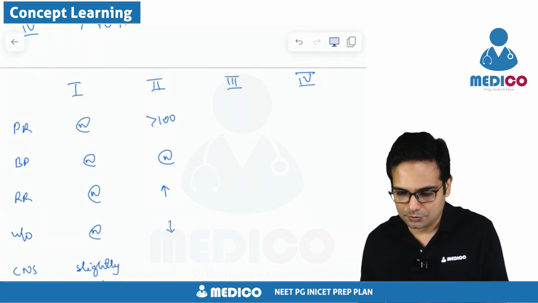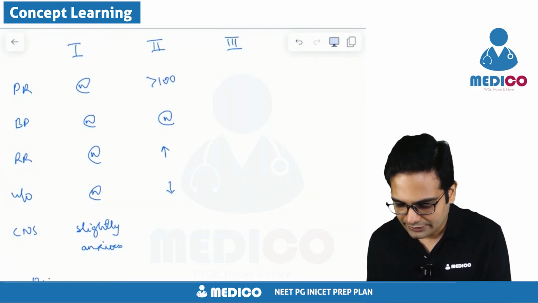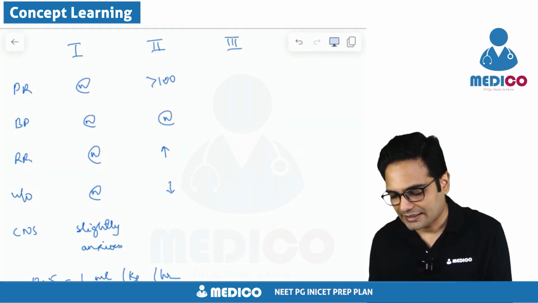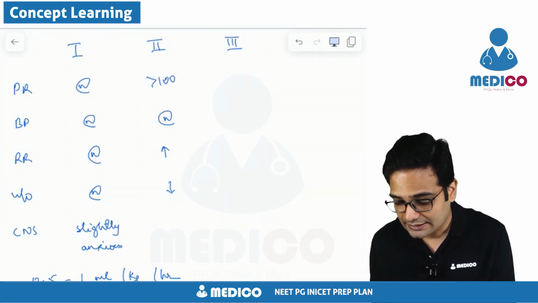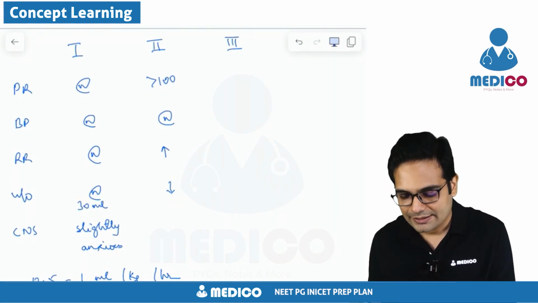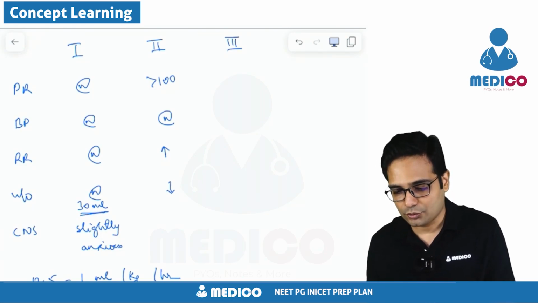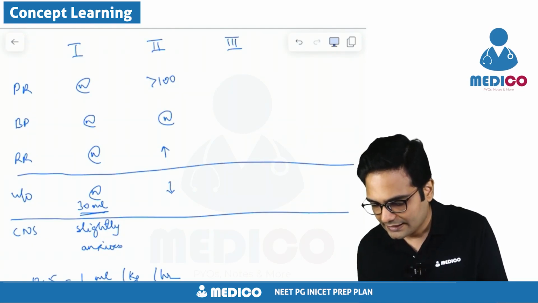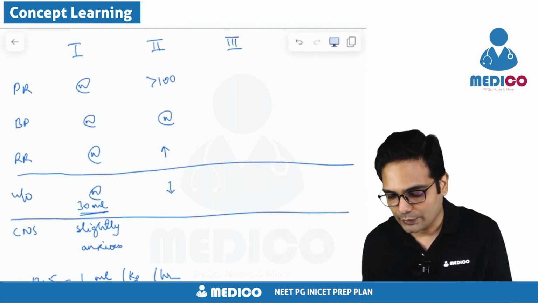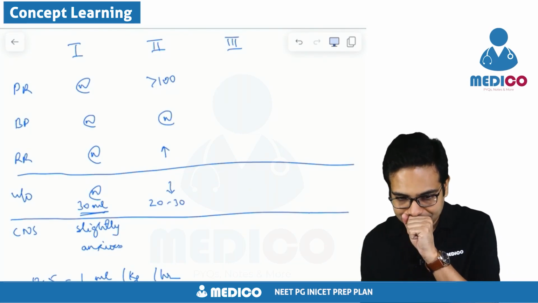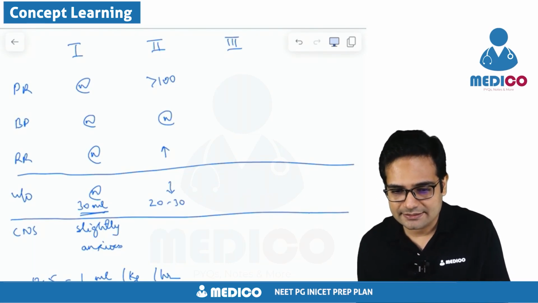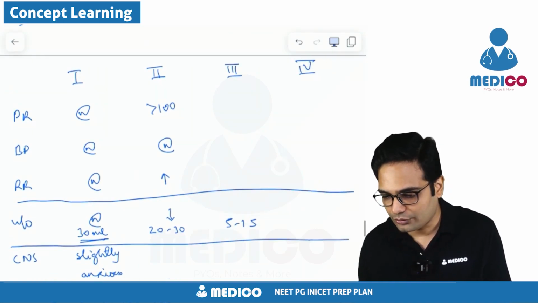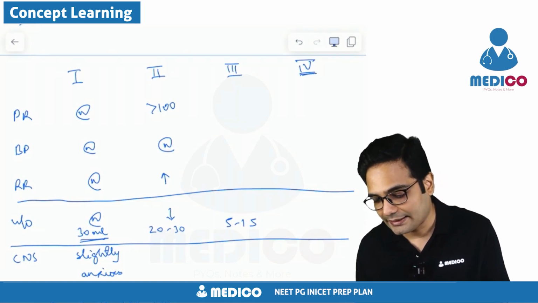Now what is the normal urine output? The normal urine output is 0.5 to 1 ml per kg per hour. This roughly translates to around 30 ml. So up to 30 ml is the normal urine output. In grade 2, it is slightly decreased. So it is around 20 to 30. In grade 3, it is even more decreased. It is 5 to 15. And in grade 4, that is in class 4 hemorrhagic shock, you might get anuria.